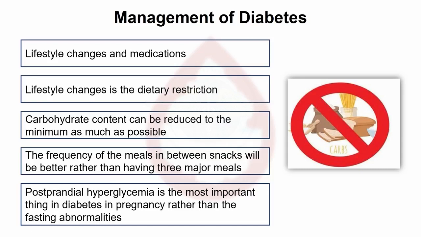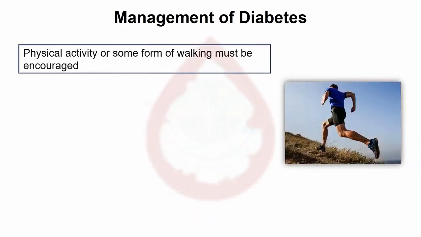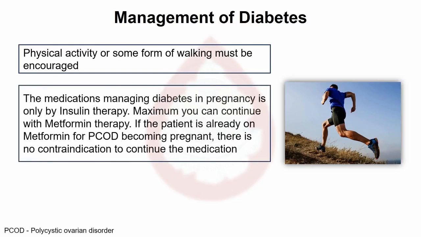So the diet should be less in carbohydrate, less in sweets, and the carbohydrate content must be reduced as much as possible, and small snacks in between can be given. Then coming to exercise, it's not the ideal time to start an exercise program in a diabetic patient, but some form of physical activity or walking must be encouraged rather than lying in the bed round the clock being pregnant. The third thing is medications.